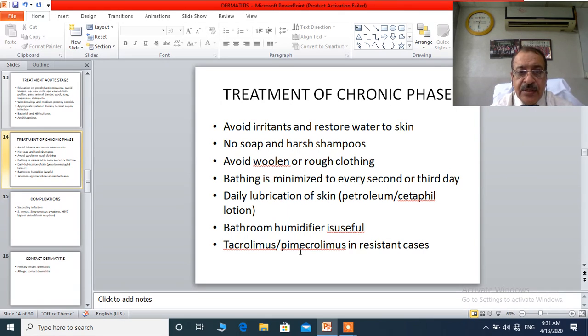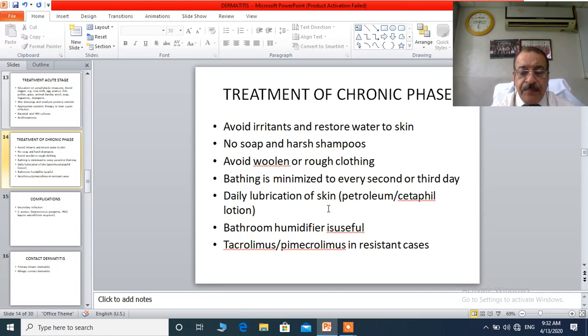In the chronic phase, in addition to avoiding the irritants, we have to restore the water to the skin. So wet dressings play a vital role in providing relief to the patient. So no soap and harsh shampoos should be used. Avoid woolen or rough clothes. Bathing is minimized to every second or third day, and during bathing the irritant soaps should not be used.